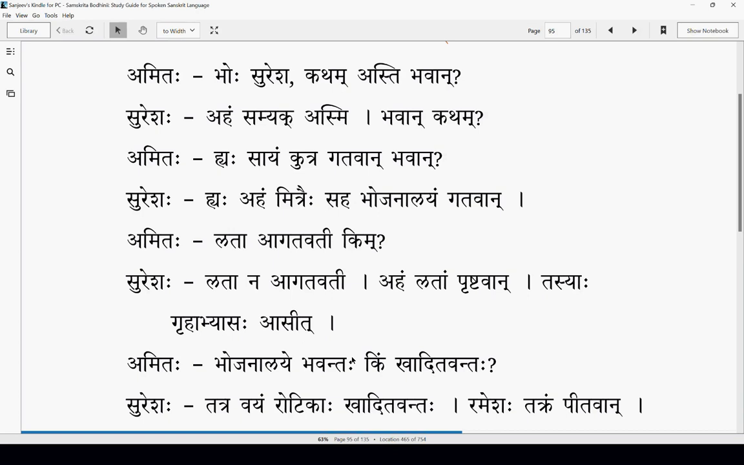So here we are trying to use these Bhutakradanta forms. If you do not understand any word or any meaning, please ask. I think we have done all this before. We know Heha, Sayam means evening, and words like Kutra, Gatavan, Gatavati, we are trying to use here. And Aham, Mitrahi Saha, with friends, Bhojanalayam Gatavan. Okay.